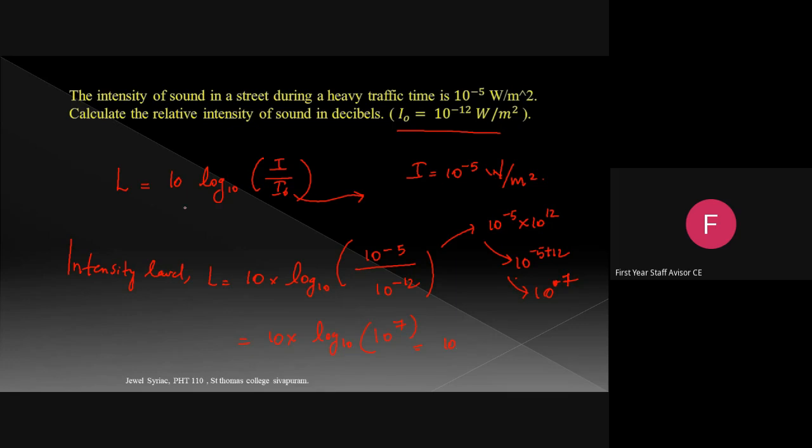Seventy decibels. That is the correct answer. So 70 decibels. This is decibels. The answer is in decibels. So 70 decibels. Those who got the answer, raise your hand. 70 decibels.